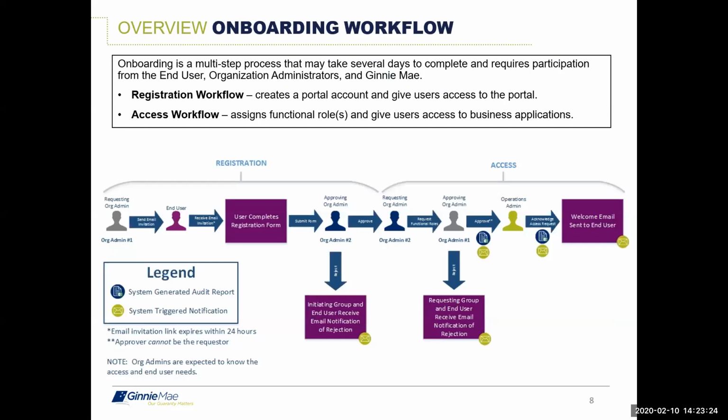So real quick, I'm just going to do a quick overview of this onboarding workflow and how you get your access and roles. This will help you understand why there is more than one organization administrator required. It'll also help you understand why you won't get immediate access to the system. When you do request access to the system, there are several requests and approvals that are involved and a finalization step, and that is not an instant process.